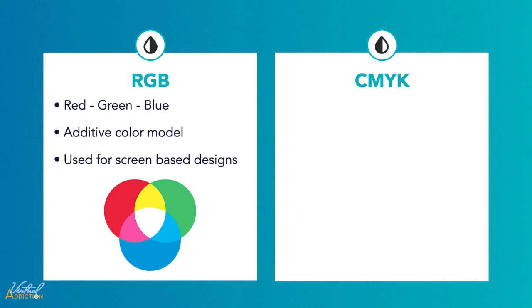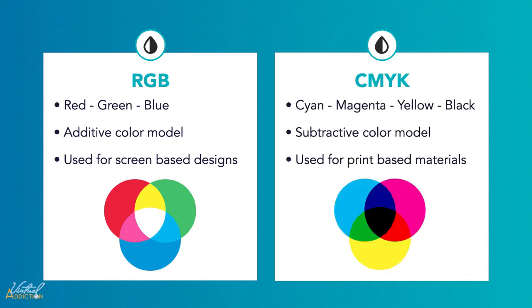If you want to output your design as a printed piece, then you need to use CMYK. This subtractive system stands for cyan, magenta, yellow, and black. CMYK reduces the light that would be reflected on a white background to create color. CMYK uses white as the natural color of the print background and black as a combination of colored inks.